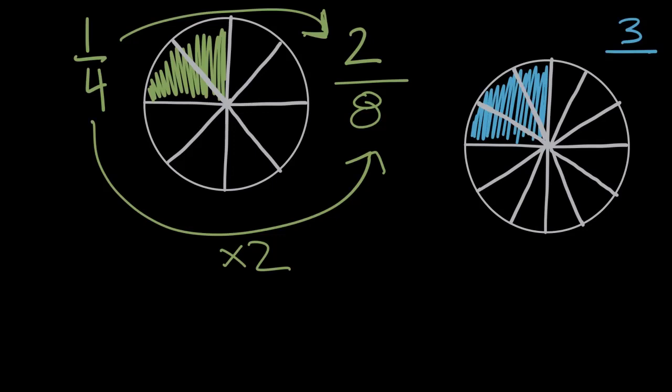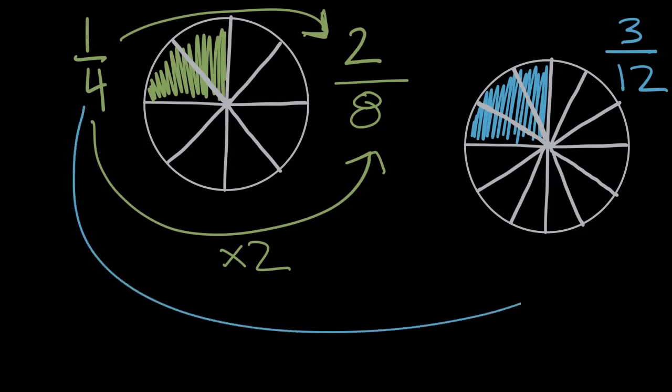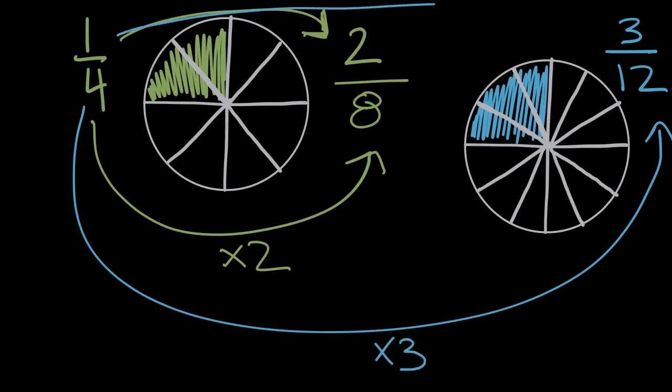So now we have 3 shaded pieces out of a total of 1, 2, 3, 4, 5, 6, 7, 8, 9, 10, 11, 12 out of 12. And I could have figured that out without even counting because I knew that we tripled. This time we multiplied our original denominator times 3. We tripled. And we also multiplied our numerator times 3. So these are the multiples, 8, 12, and so on. And so those are the denominators we can pick.